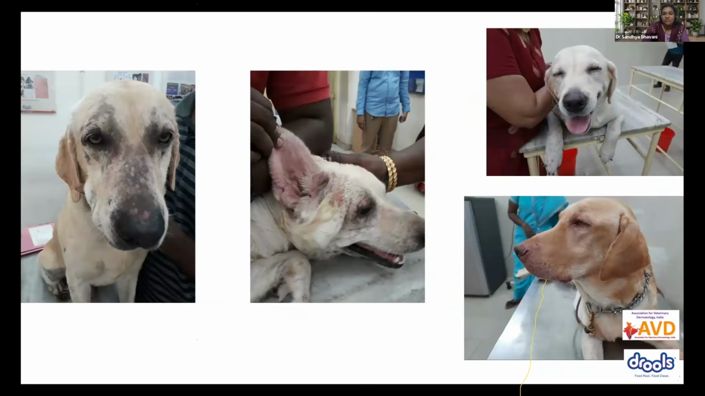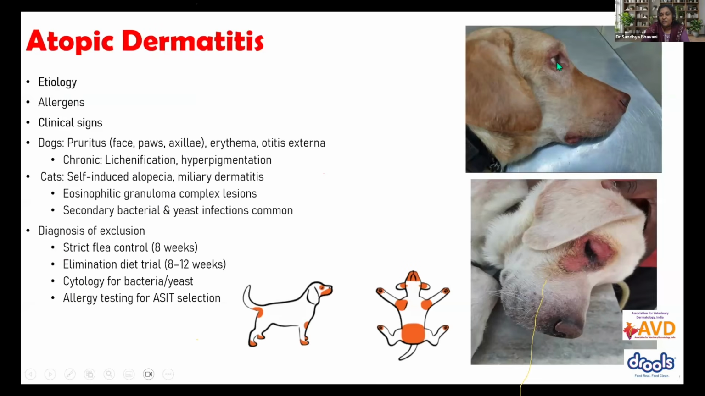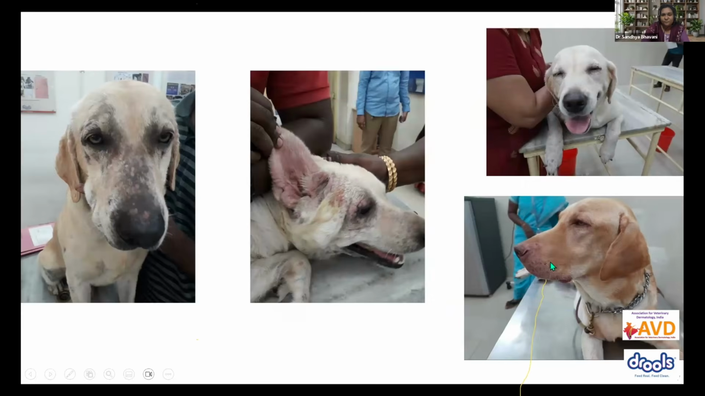So this is a variety of lesions of atopy I have shown. This is a mild atopy near the eyes and periocular area. You can see erythema. And here you can see a widespread lesion, which will be confused for demodicosis. You can see a nice erythematous, circumscribed lesion.